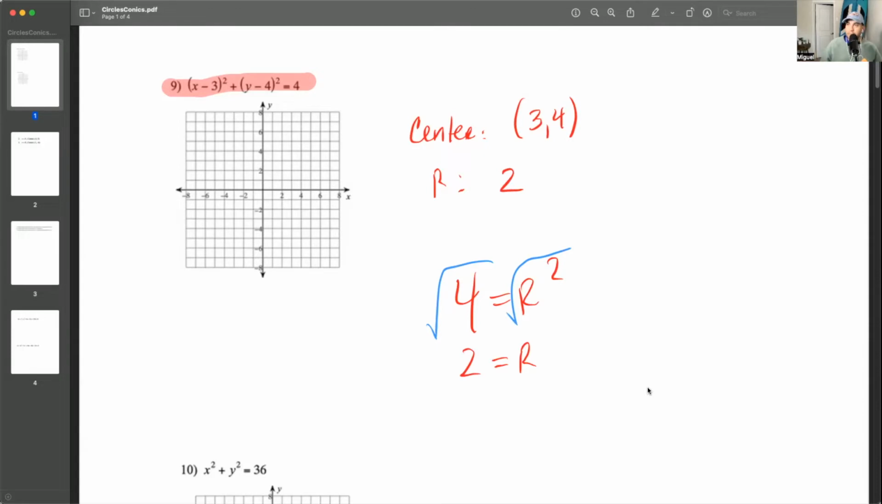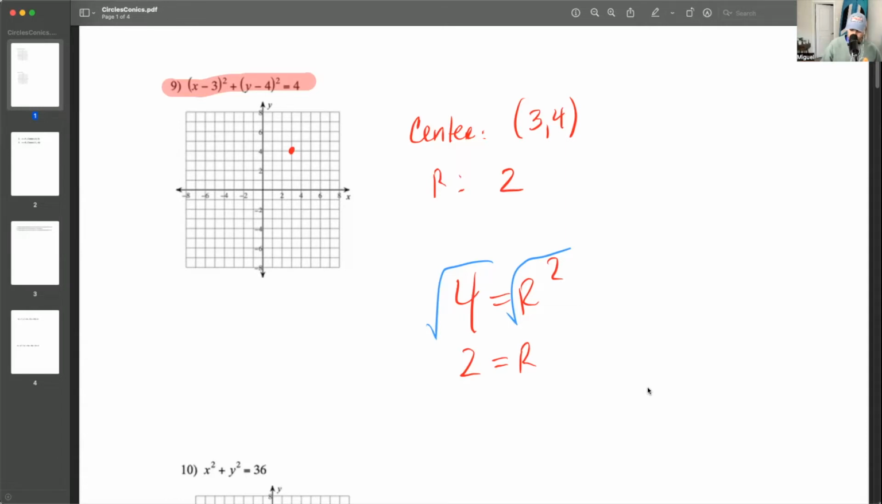So how do we graph it? Pretty simple. The center is 3, 4. I'm going to go ahead and graph that point on the graph there. Now, how do we graph the other points for the circle? There are infinitely many points in a circle, but there's, I believe, just 4 points that maybe we should graph every single time.